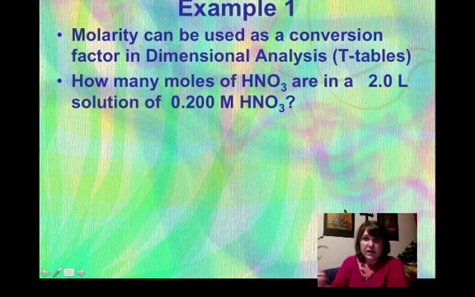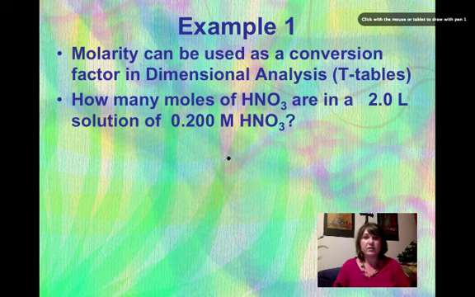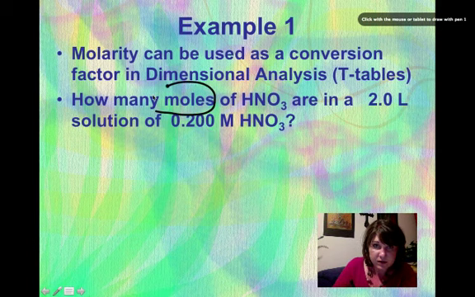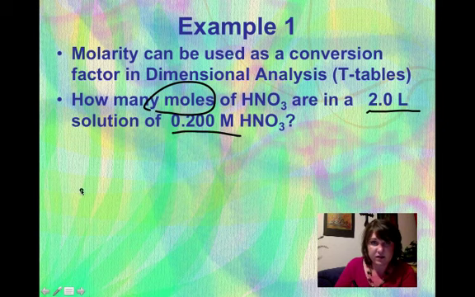We can use molarity in a t-table for a conversion factor because we have moles over liters. Well, you can flip that over and have liters over moles. As long as you put the numbers in the right place, you can do it any way that you need to work out your units. So we want to know how many moles of nitric acid are in 2 liters of solution of 0.2 molar nitric acid. So we're going to start with what we know.